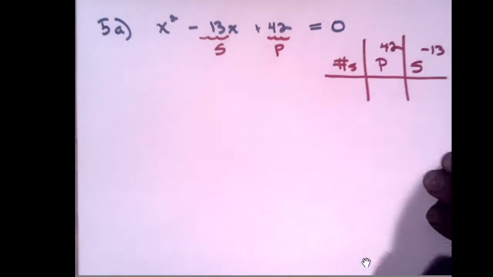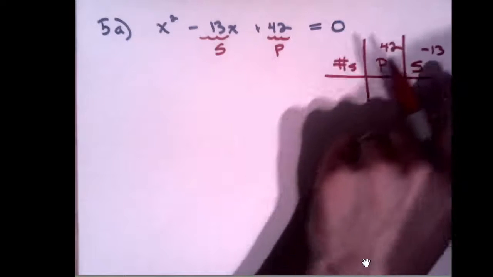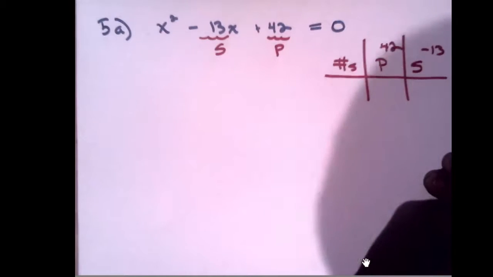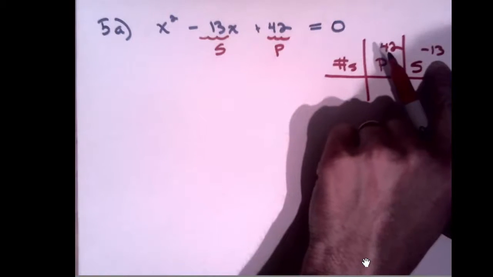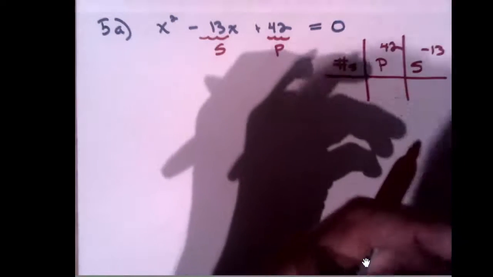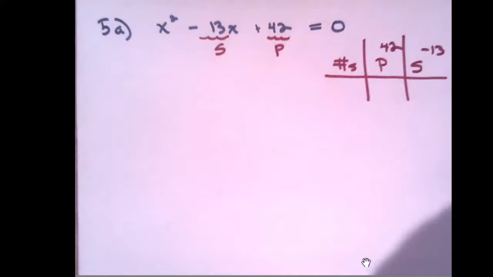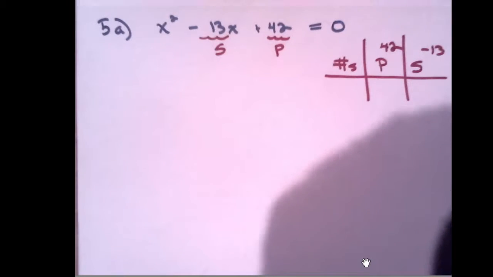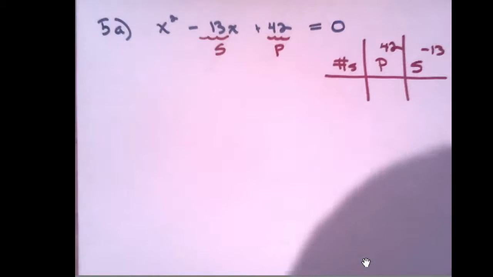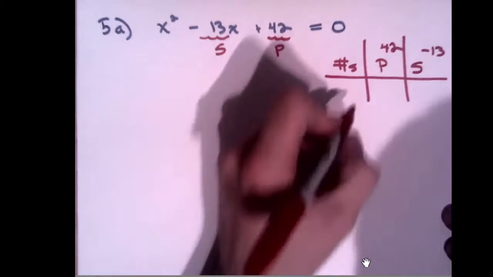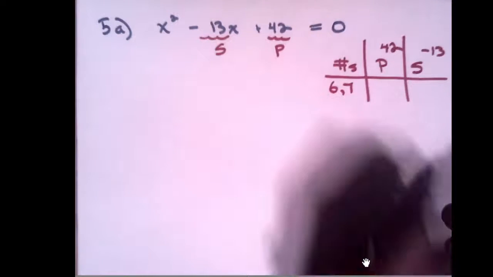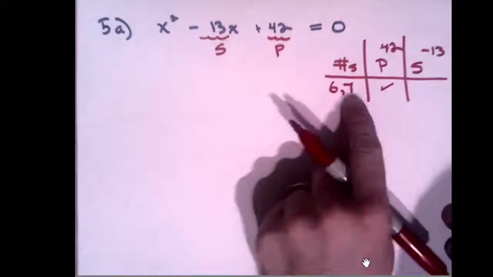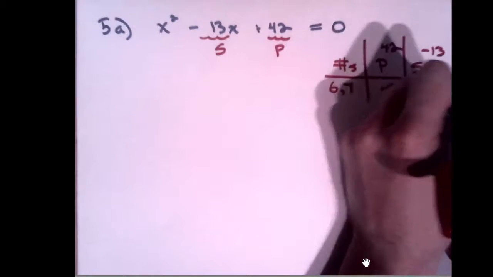So 1 and 42. They'll never add anywhere near 13. Okay, 2 and 21. And you keep going. 2 and 21 will not get anywhere near 13 when you add them up. And then you check 3. Well, 3 goes into 42 14 times. So 3 times 14 is 42, but 3 and 14 will never get 13. You keep doing that exercise, and you're going to realize that 6 and 7 give 42. But 6 plus 7 equals 13, and that is not what we want.